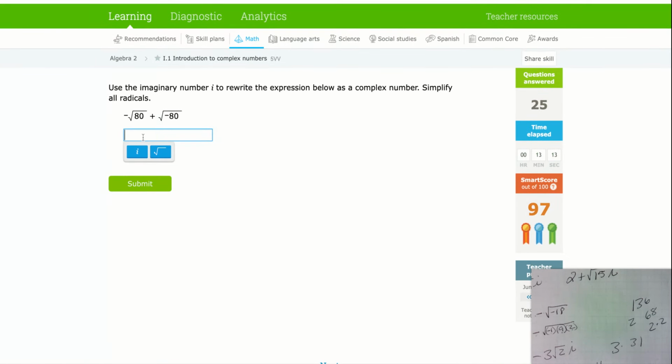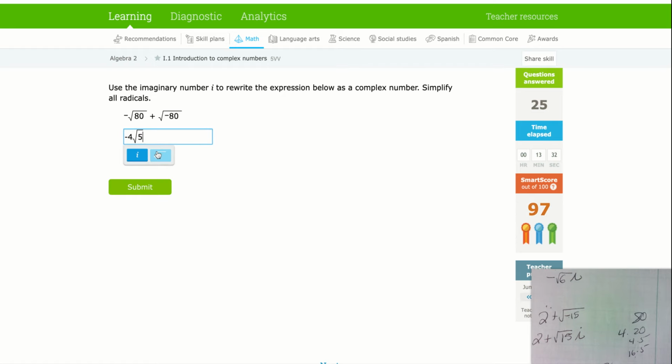Okay, so we have a negative 80. 80 definitely has some factors that are square rootable. 4 times 20, which is 4 times 5. So 16 times 5 is 80. Square root of 16 is 4. So we get 4 square roots of 5 plus 4 square roots of 5. And that second one has the i on the outside because it was a negative underneath.